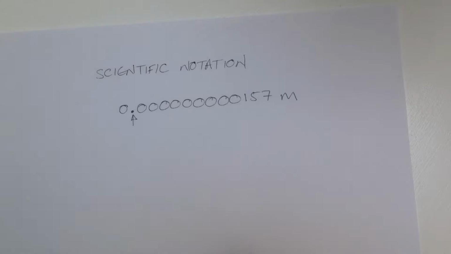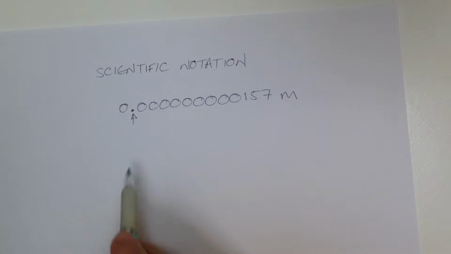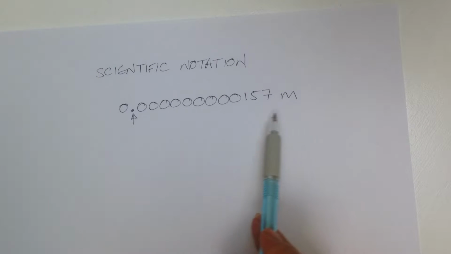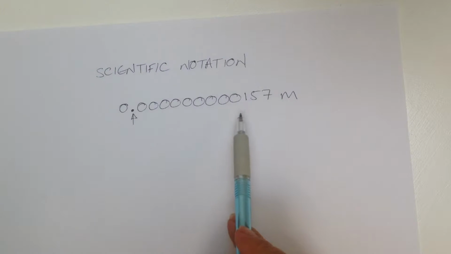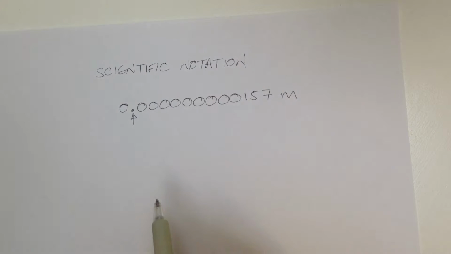Scientific notation is a method of writing very large or very small numbers in an easy to read format. As you can see here, I've got a very small number and it has lots and lots of zeros at the front. So writing it was very difficult, and reading it is quite difficult because you have to count the zeros when you read the number. Putting it in scientific notation will make it easier for us to read and also write.